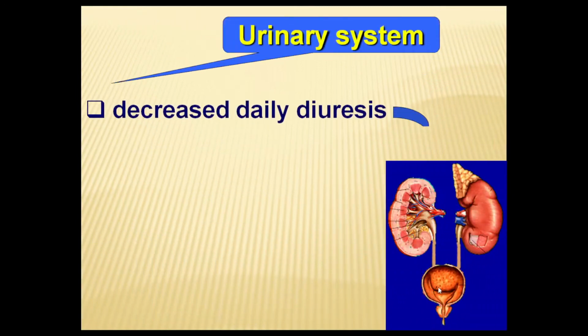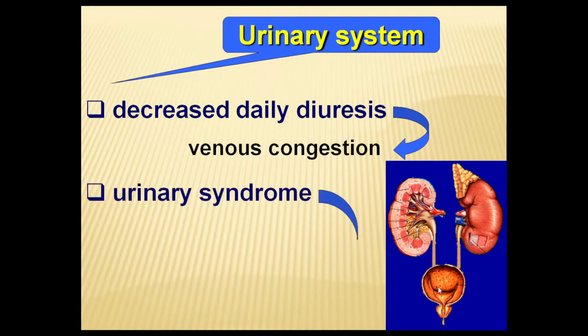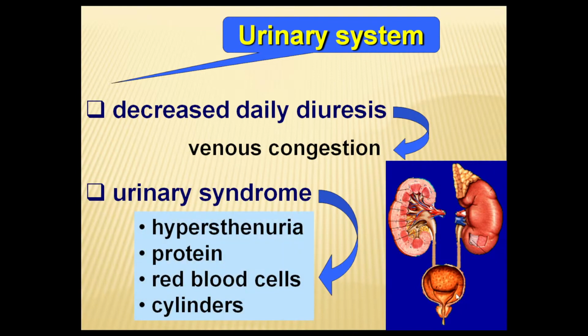Urinary system. The kidney is very sensitive to blood flow, and due to congestion of blood in the greater circulation and problems with blood pressure, the activity of the kidney decreases, is restricted, and first of all it is manifested with decreased diuresis. If you remember the last lecture, we said in heart failure, oliguria with decreased daily diuresis. And a pathological urinary syndrome will be revealed in urinalysis.